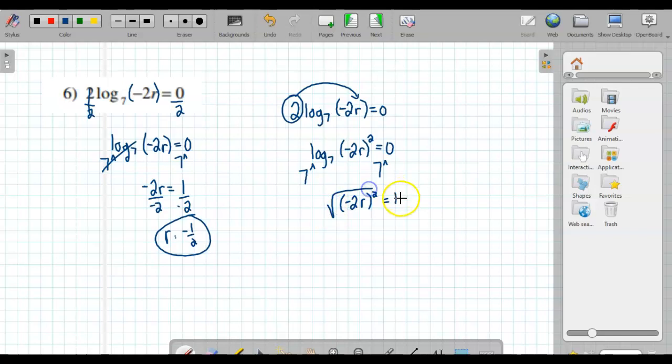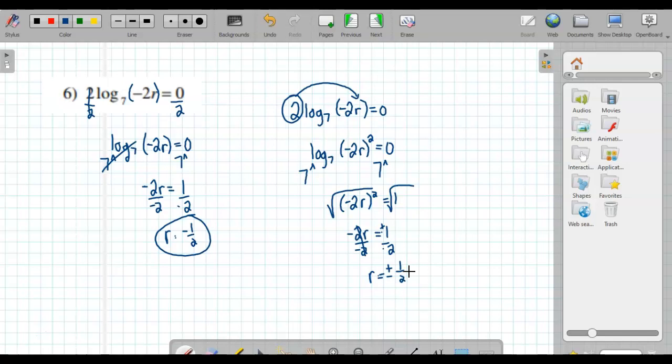We could square root both sides, and if we square root both sides, we will get negative 2r equals 1, and then divide by negative 2. Actually, technically, when we square root both sides, we're going to get a plus or a minus. So r would equal plus or minus 1/2. Almost the same answer as we got over here, except we've got that positive.